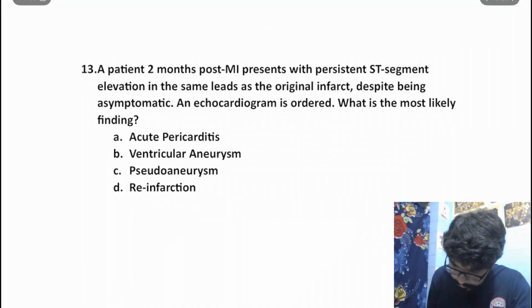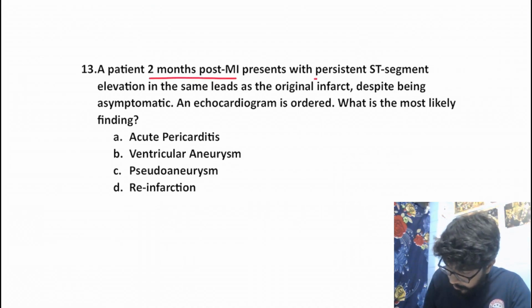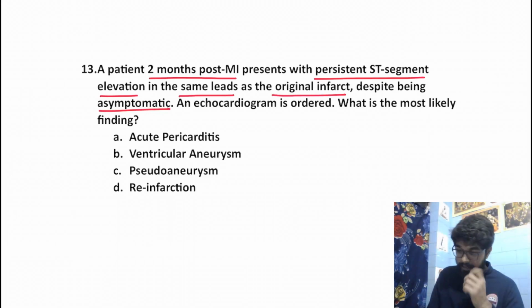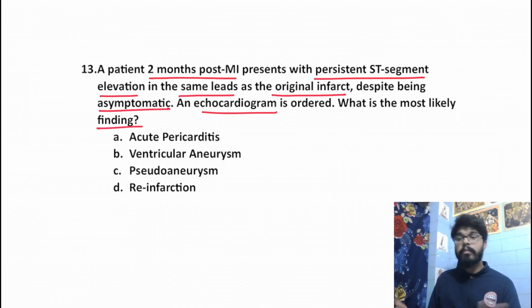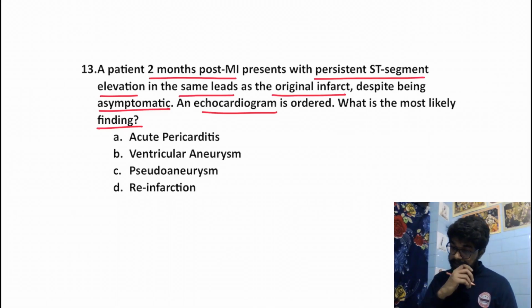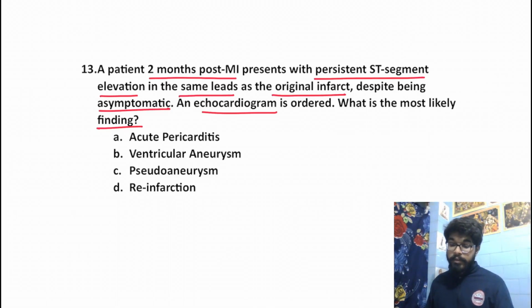A patient 2 months post MI presents with persistent ST segment elevation in the same leads as the original infarct, despite being asymptomatic. And an echocardiogram is ordered. What is the most likely finding? Remember that this is a very characteristic presentation of this persistently elevated ST segment, right, in the same leads as the original infarct, but the patient is asymptomatic.